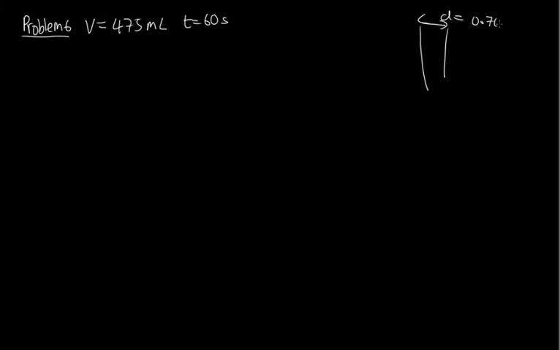So this is problem 6. We're shown an image of water leaving a tap, and we're told that the measuring cylinder collects 475 milliliters of water in 1 minute. And we're told that at the top, the water has a diameter of 0.700 centimeters. Now in part A, we're asked what is the volume flow rate for the water leaving the tap.